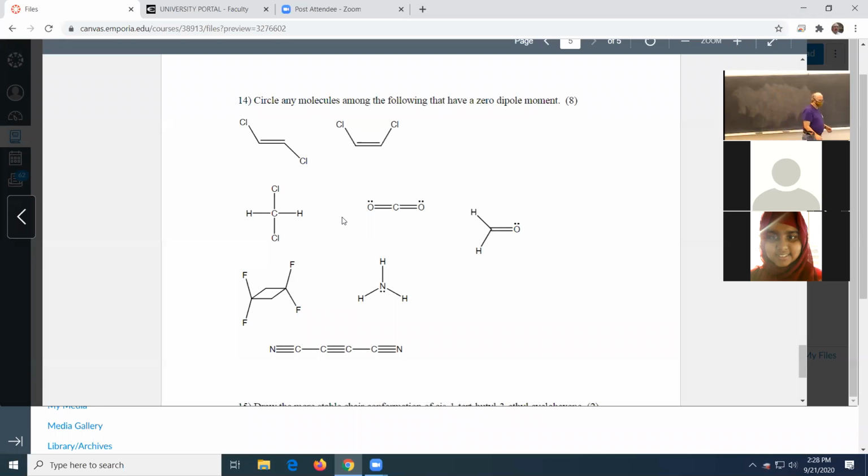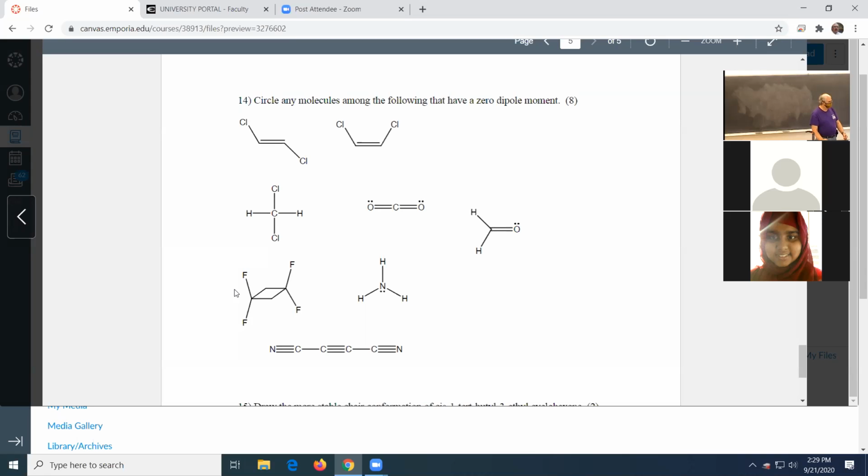Okay, carbon dioxide would, because even though the CO double bond is very polar, these 2 bonds cancel each other out. This is formaldehyde. Okay, it would not have a 0 dipole moment. The dipole would be in this direction.